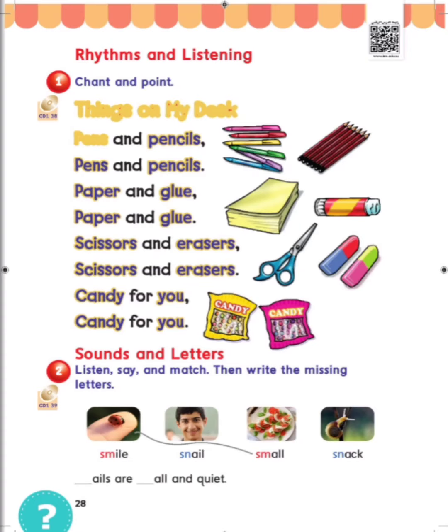Rhythms and listening. Exercise 1. Chant and point. التمرين الأول: أنشد وأشر. Things on my desk. Things on my desk. أشياء على مكتبي.